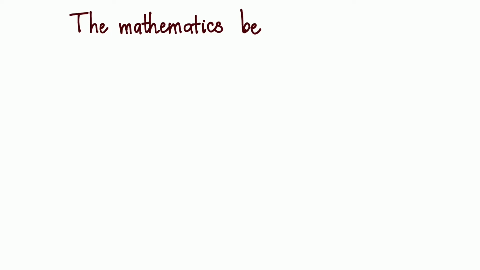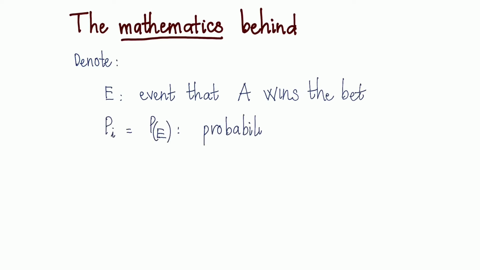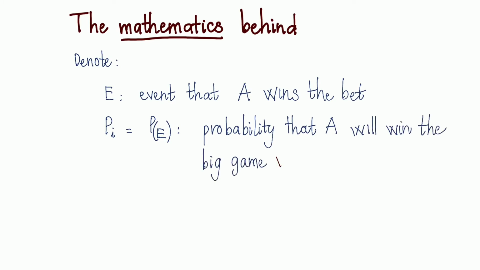Let's denote the events as follows. E is the event that A wins the game. H is the event that the coin lands heads and A wins the bet. P_i equals P(E) is the probability that A wins the big game when he has i coins.